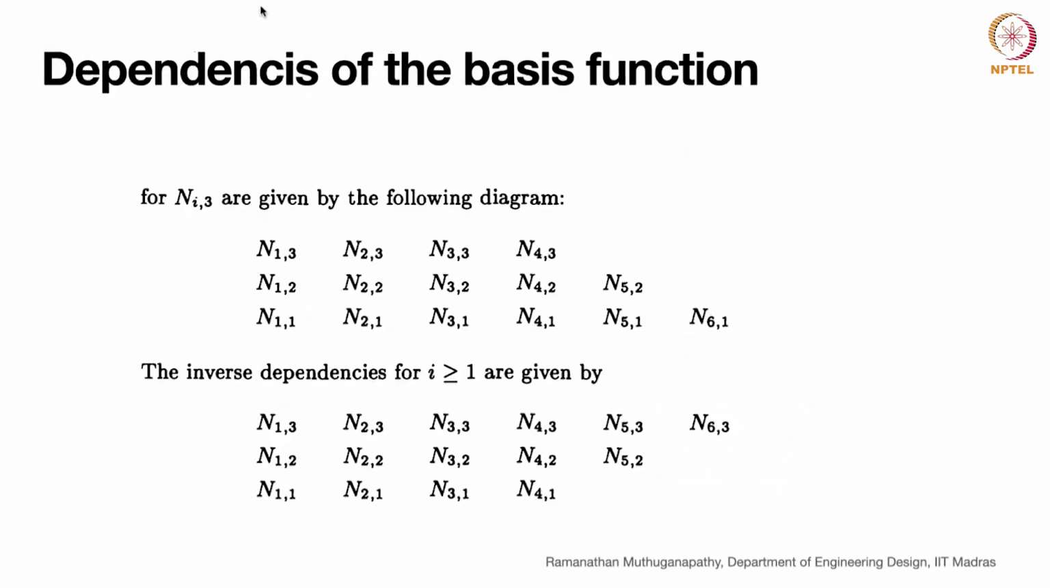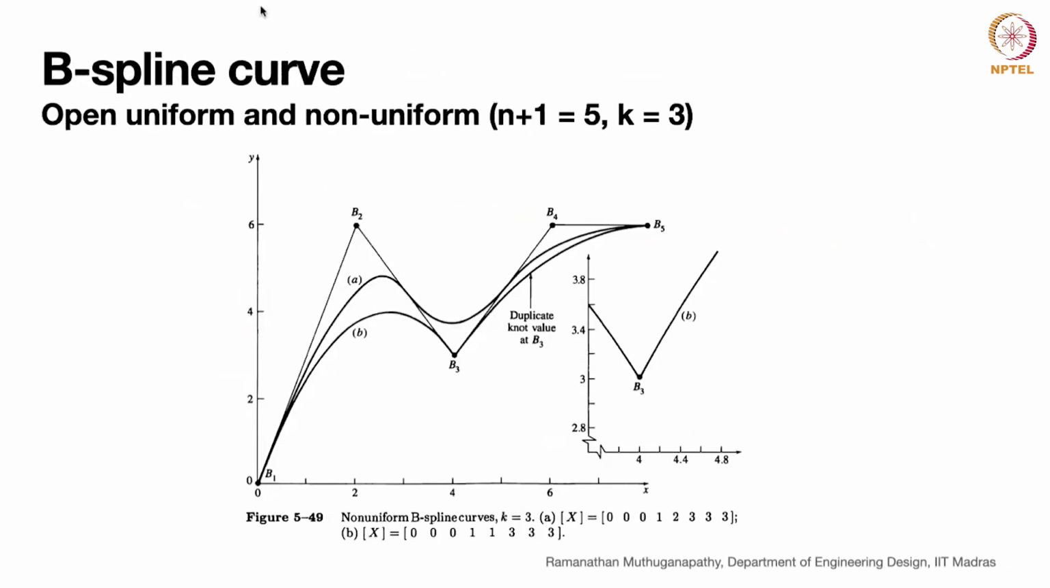Thereby, this dependency diagram will tell the propagation of the n functions. Okay, it's a little bit difficult to understand everything on this, but this is what happens, and thereby B spline is actually more local control than what you can get in a Bezier curve. Okay, Sir, I think maybe another quick question.